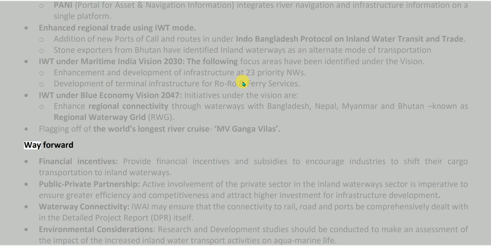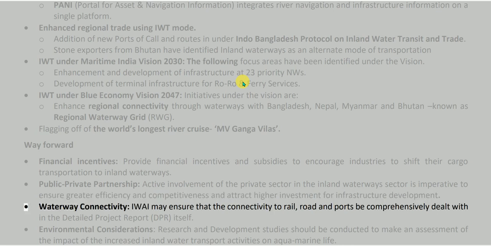Way forward. Financial incentives: provide financial incentives and subsidies to encourage industries to shift their cargo transportation to inland waterways. Public-private partnership: active involvement of the private sector in the inland waterways sector is imperative to ensure greater efficiency and competitiveness and attract higher investment for infrastructure development.